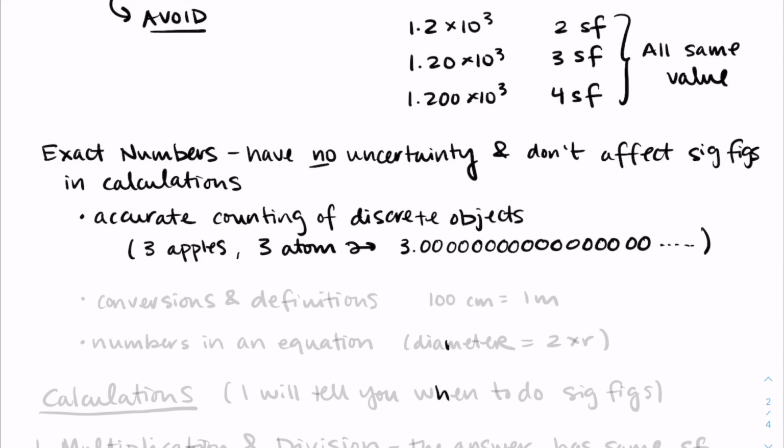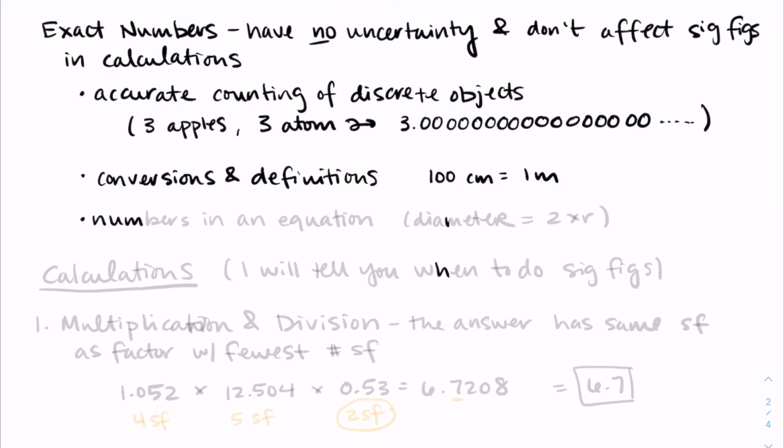The other thing that will be an exact number is a conversion and a definition. So the conversion between centimeters and meters, there's 100 centimeters in a meter. There are exactly 100 centimeters in 1 meter because that's the definition of the prefix centi. It means exactly 10 to the minus 2.